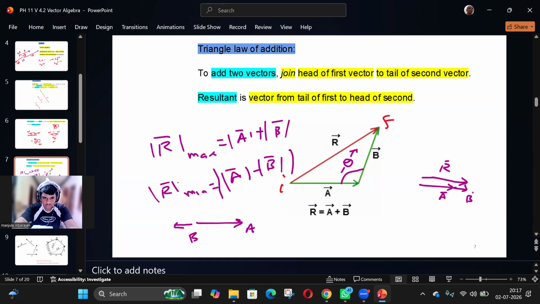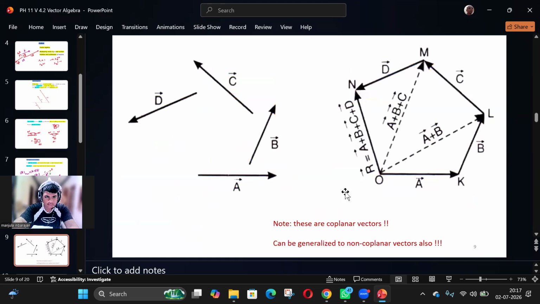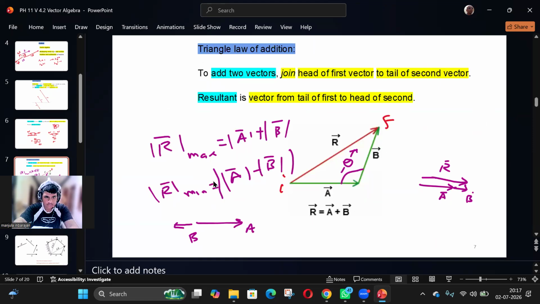Is this clear? Yes. R max is A plus B, R minimum is A minus B, and then I have to take the magnitude again. Clear? Is it clear? Yes, sir.